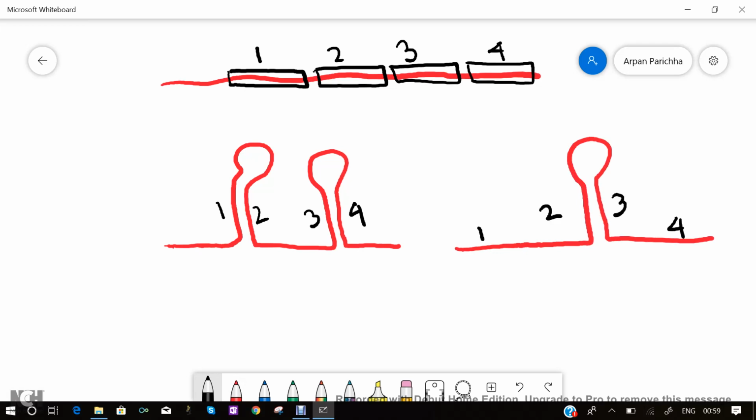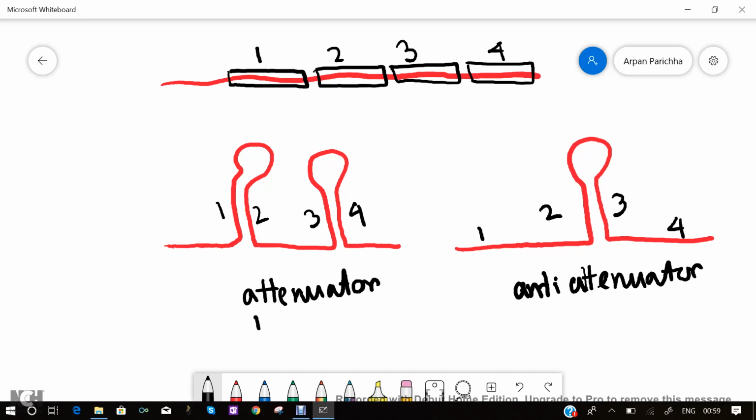Now, this configuration on the right hand side is known as the anti-attenuator, whereas the left hand side is known as the attenuator loop. Now this attenuator loop is the structure for which the trip operon genes are not transcribed. So you can expect that whenever tryptophan level is high, then attenuator loop is formed and the transcription of the genes of the tryptophan operon does not happen.